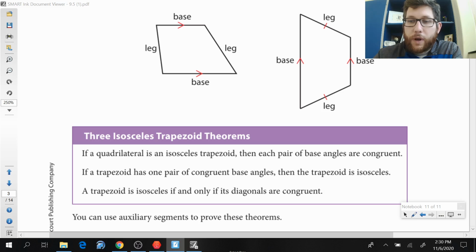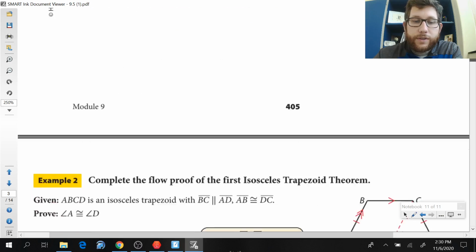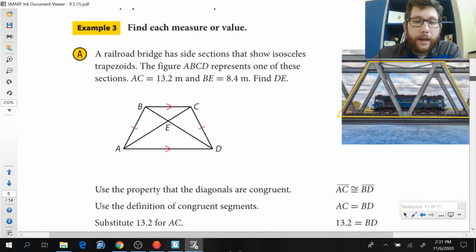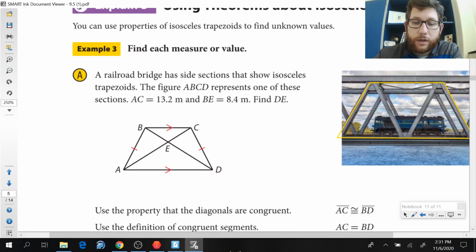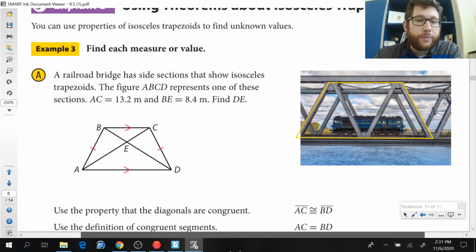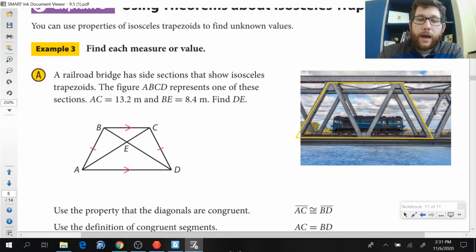So let's look at maybe one problem here. A lot of this stuff, again, you're responsible for being able to solve angles and diagonals. So let's look at 2 here. This first problem, I've got a railroad bridge. I know that AC is 13.2, so that's this distance right here. And then I know that BE is 8.4, so that's this distance right here. And they want us to find DE, which would be that section.